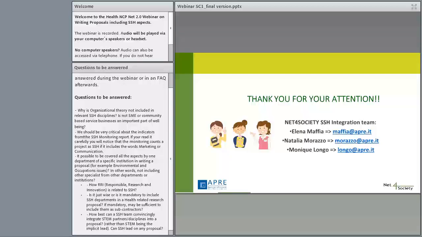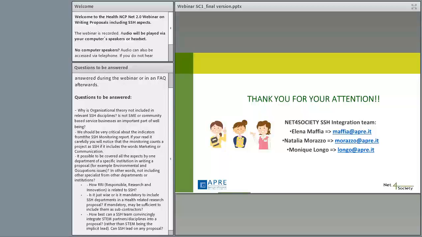And they are, of course, near in a project, in a proposal, but not the same issue. Because you need to include SSH experts to cover socio-economic sciences and humanities research, but you need to include RRI in other considerations, when you are dealing with issues such as gender, ethics, and so on. So they are different.